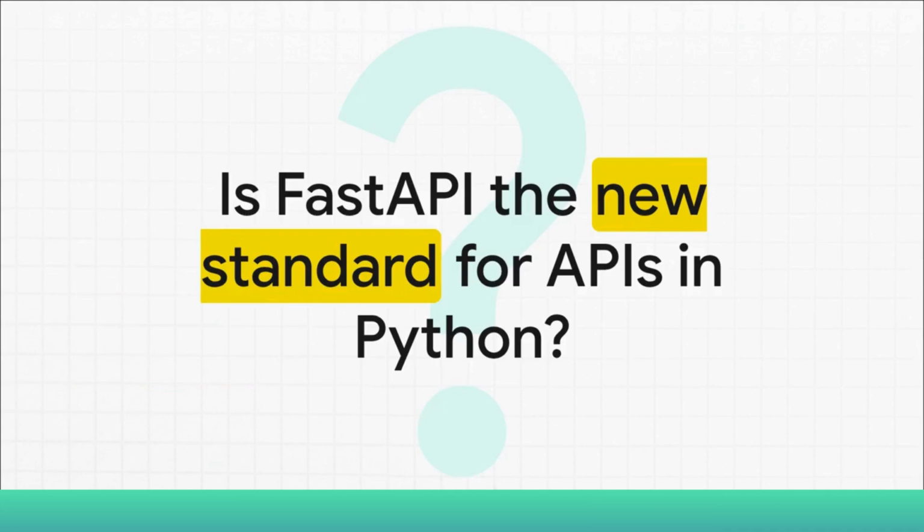And all of this leaves us with one final thought. Older frameworks like Django and Flask are still incredibly powerful, and they're not going anywhere. But FastAPI's combination of modern Python, sheer speed, and just an amazing developer experience is making a very, very strong case for being the new default choice.